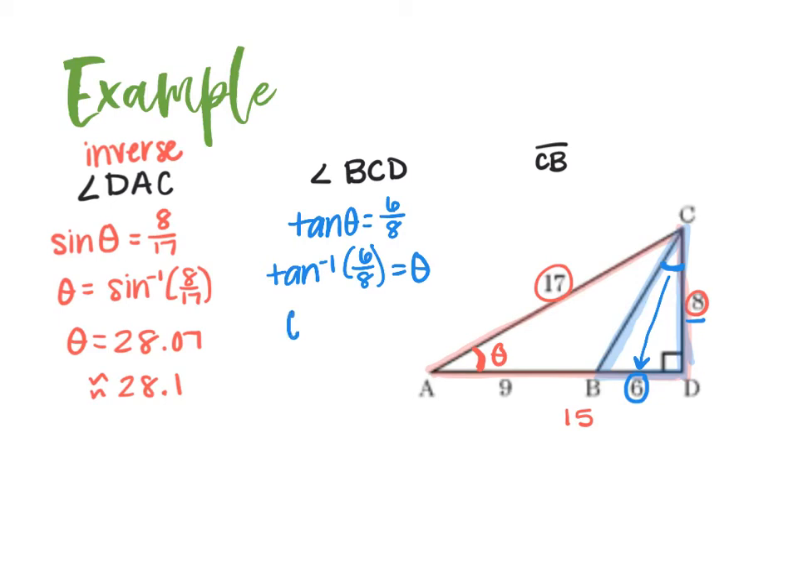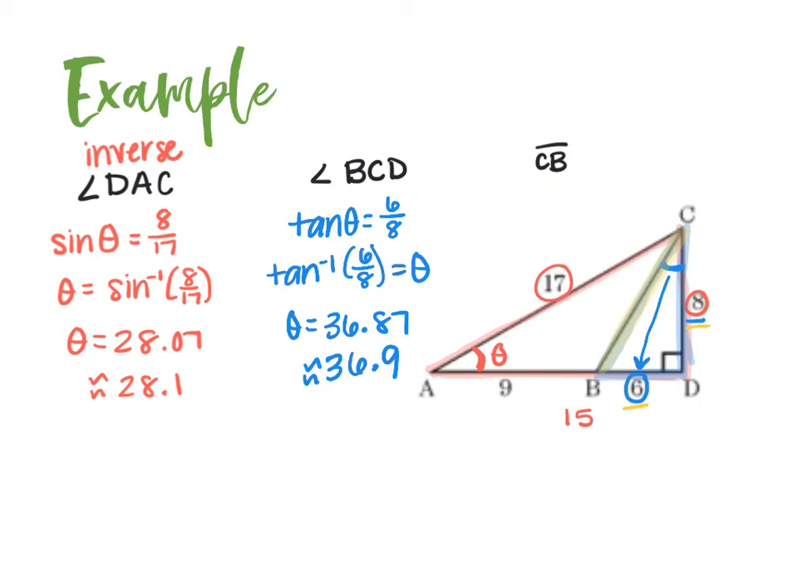And that gives me 36.87 or 36.9. Now when I'm looking to find BC, that's this segment right here, highlighting it in yellow. And there's two different ways that I can find this. I can use the Pythagorean theorem because I have both legs, or I can use a trig function now that I know the angle is 36.9. So let's do it both ways.